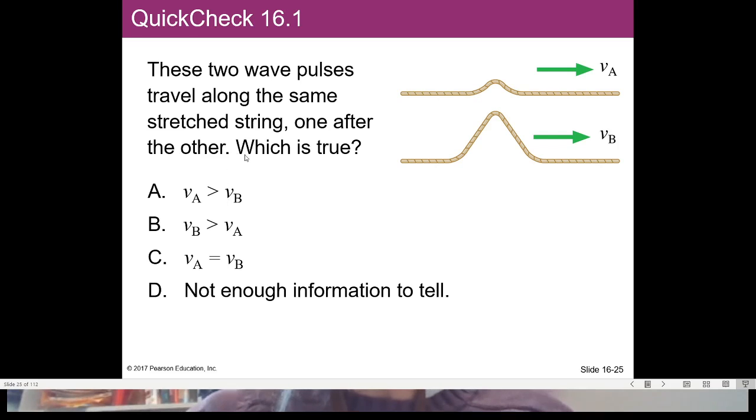Okay, so here we have a quick check question. We've got two wave pulses traveling along the same stretched string, one after the other. One of them has a smaller amplitude and one of them has a bigger amplitude. And so the question is, how do the wave speeds compare? And we just got through saying that the speed of the wave is not a function of the amplitude. So the correct answer here would be C.